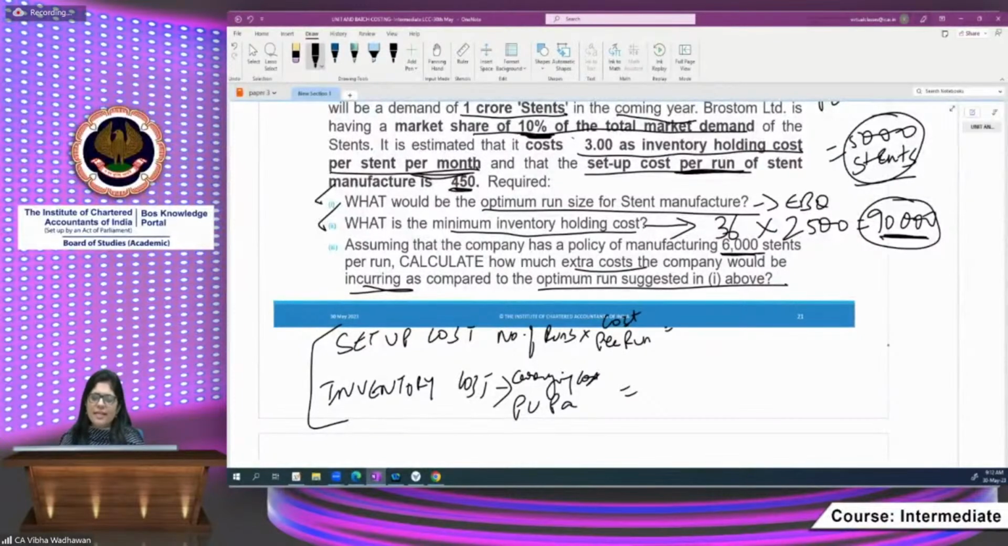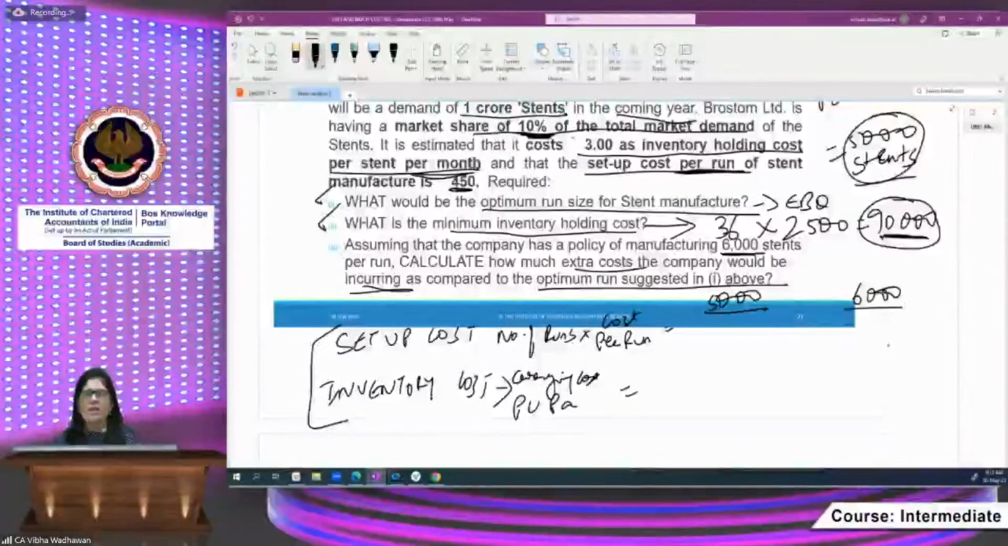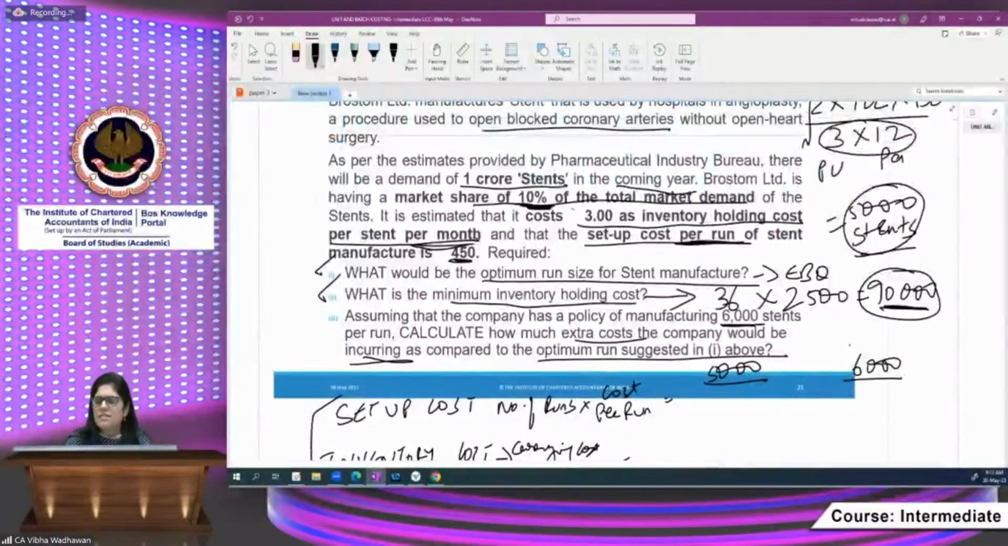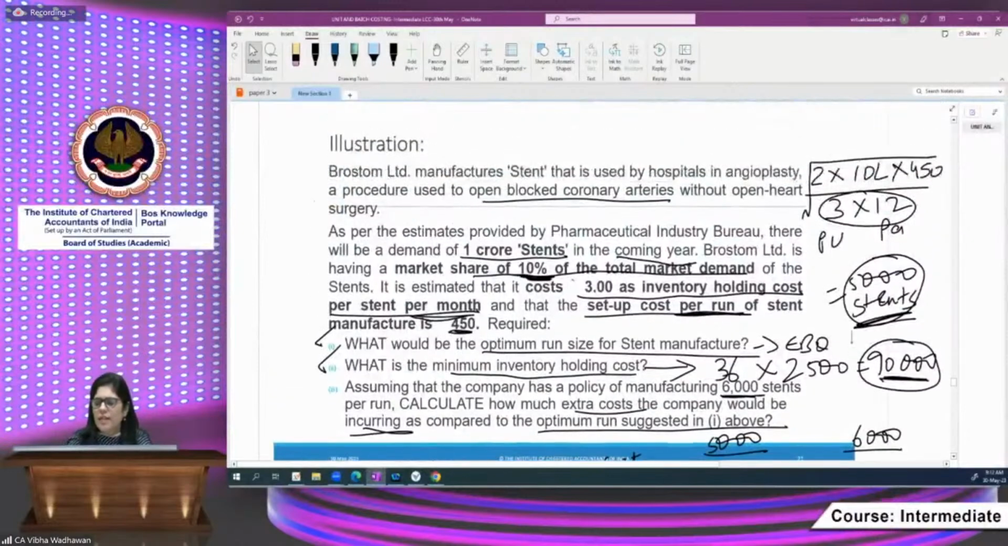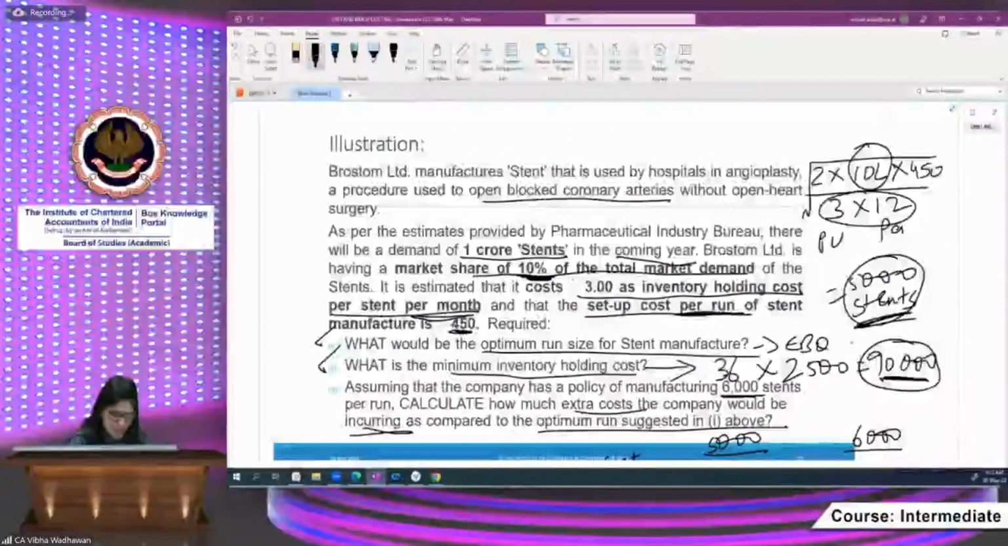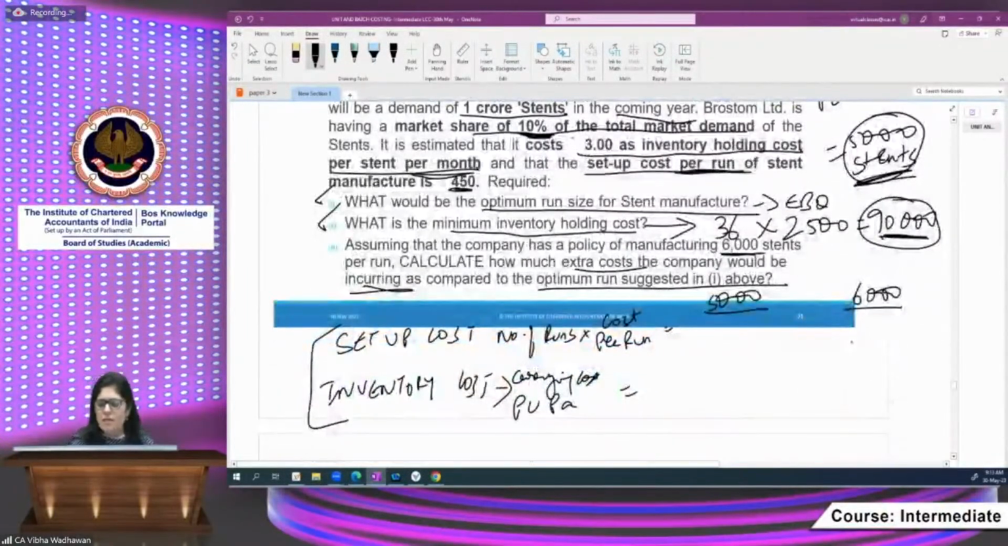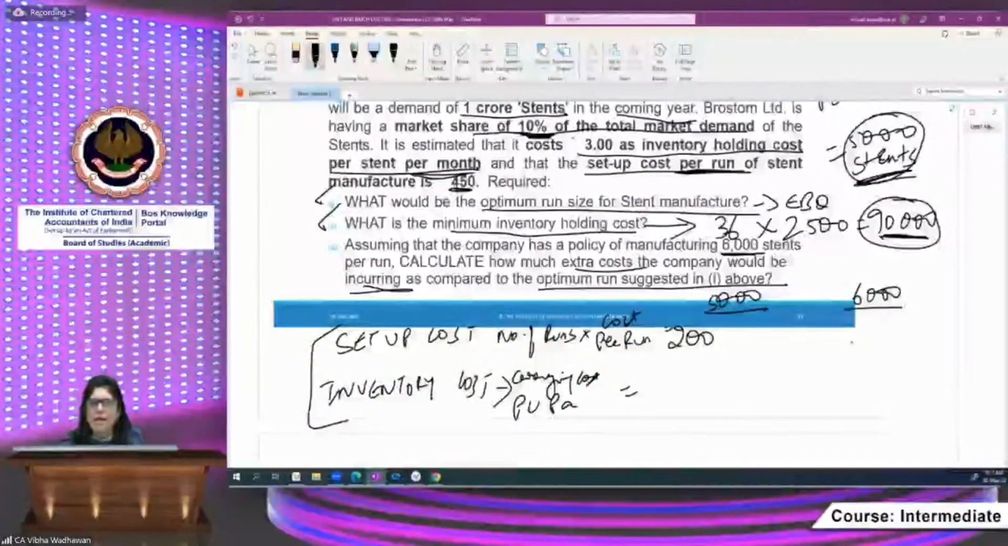All right. So let us calculate the setup cost if we are taking 5,000, and the cost if we are taking 6,000. Let us calculate the total cost. The total cost will be setup cost and inventory cost together. If we are following 5,000 economic batch quantity, how much will be the total setup cost? How many total runs? If 5,000 stents are in one run, how many runs will we take when the annual demand is 10 lakh? So 10 lakh divided by 5,000, 200 runs. 200 batches we have to run if we produce 5,000 stents in one batch.